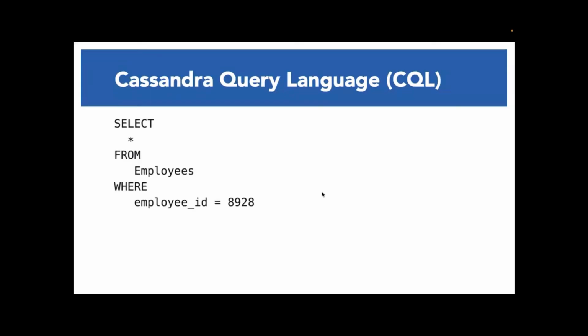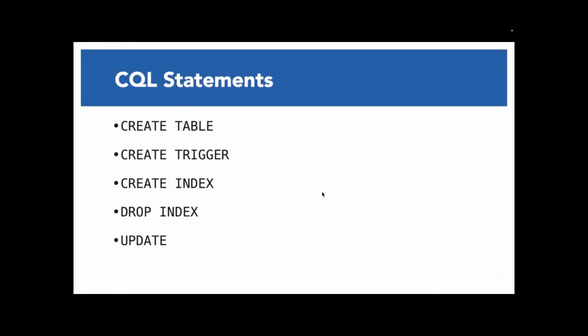Cassandra has a query language called CQL, which stands for Cassandra Query Language. It is similar to SQL, but has more restrictions, as we will see. It uses a select statement for querying. To retrieve all columns about an employee with an employee ID equal to 8928, we could use a statement such as this: select star from employees table where employee ID is equal to 8928. Cassandra has other commands similar to SQL commands like these that are used to define data structures like tables and indexes and to modify data like the update command.